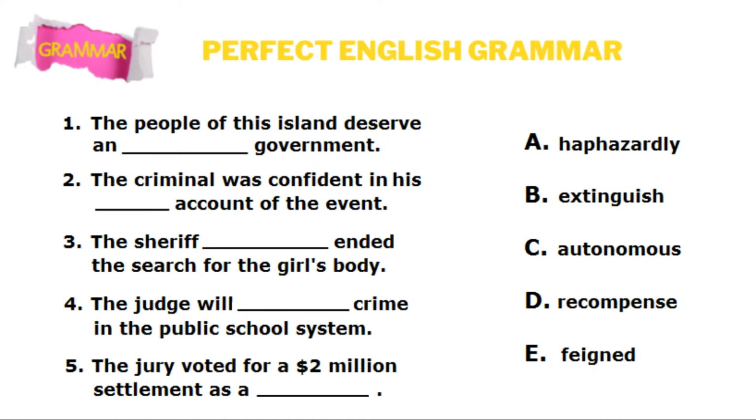And then we have: the judge will blank crime in the public school system, and the answer based on Chapter 2 is on the right side, and it would be a good fit for question number 4. And there we have: the jury voted for a $2 million settlement as a blank. And then we have the answer on the right side. And these were covered in Chapter 2, Volume 1 video.